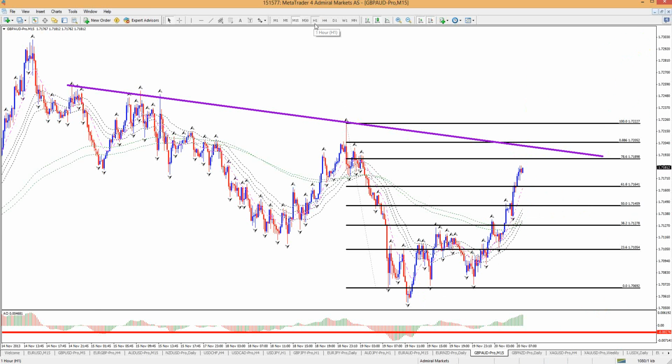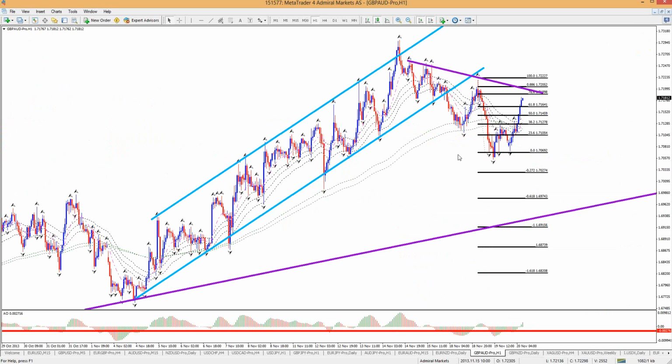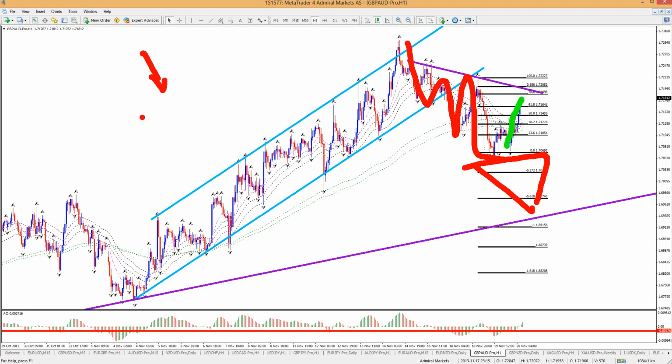Why is that so? Let me show you why I'm thinking about that. This is making lower lows, lower highs. So it is still a downtrend on the 1 hour chart and the 4 hour chart. So this is an opportunity because it's a retracement. It's a potential pullback. So we have a trend. We have a pullback.